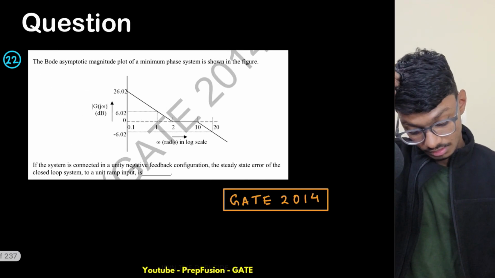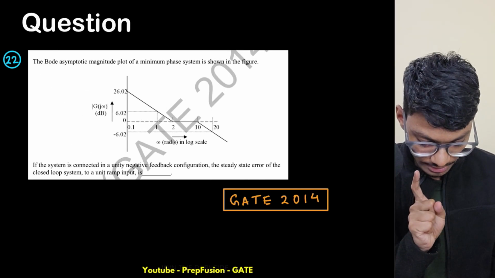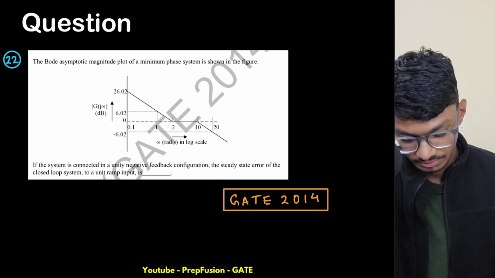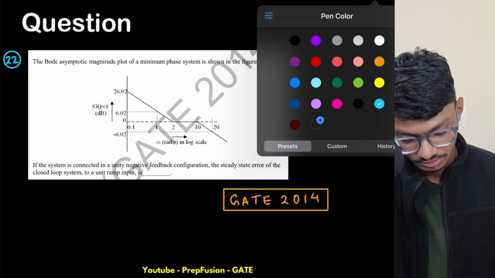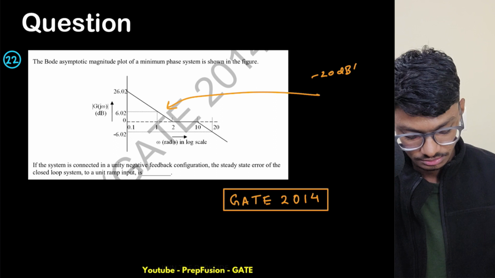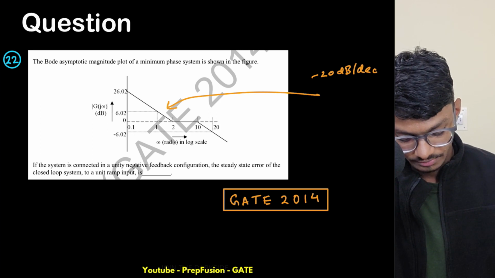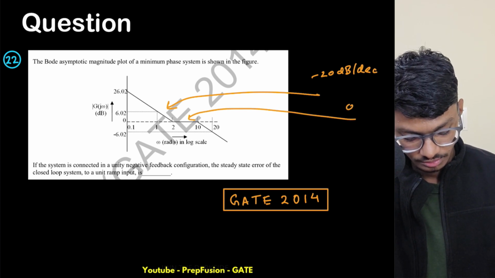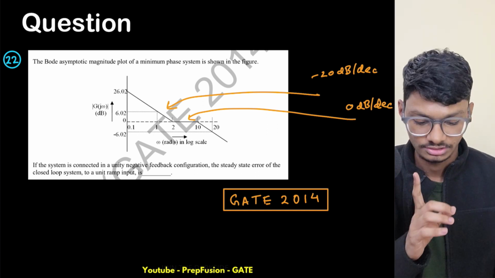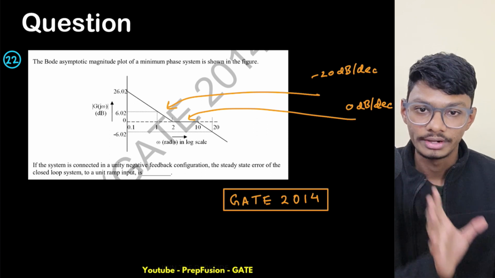Next, what we observe is that after here, my slope is like here. My slope was minus 20 dB per decade. Let me mark over this only. Slope was minus 20 dB per decade. Now here it became 0 dB per decade. That means my slope got increased. That means I have a 0 at this location, and slope got increased by 20 dB per decade.